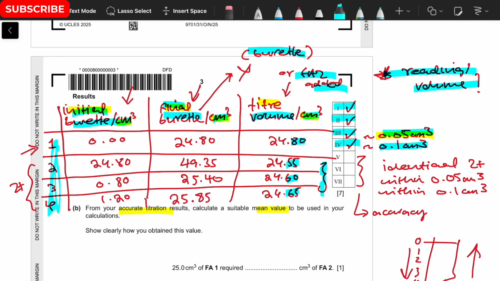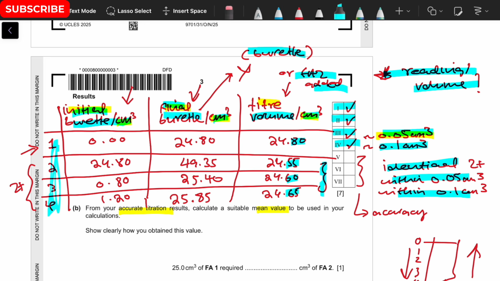And then we have marks 5 to 7. This is really dependent on how similar your results are to the supervisor's results, who will carry out the experiment themselves. Now, there's also a hierarchy in terms of determining your accurate titers. If you have 2 identical ones, you go with that. If not, the second best option is to go with those that are within 0.05 centimeters cubed. If not, then those that are within 0.1 centimeters cubed. Anything beyond that is probably not accurate enough. It would be best to repeat a titer if you have enough time.